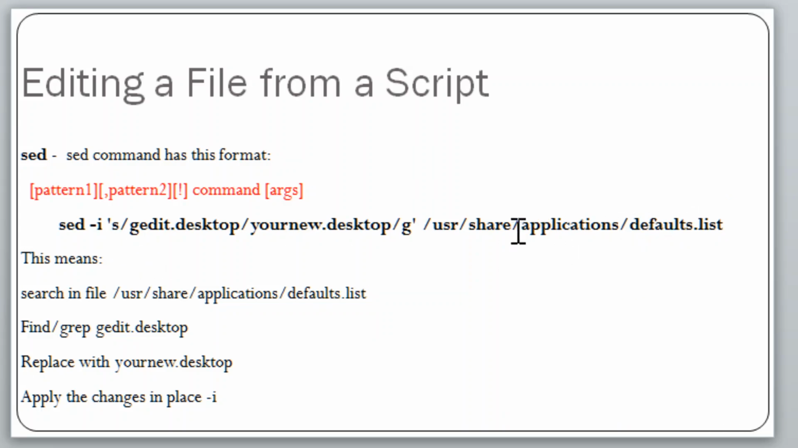So in this file, search for this and replace it with this. That's how we can use sed to edit a file from a script. This is much more convenient than going in there, erasing the line, and typing in the new stuff. We can do it in one line with the sed command, and it'll find it, replace it, and put this new line in there.